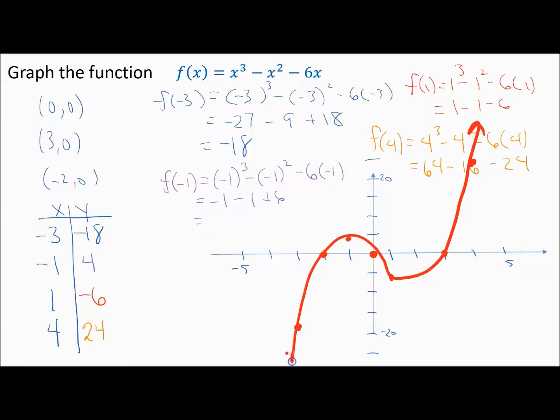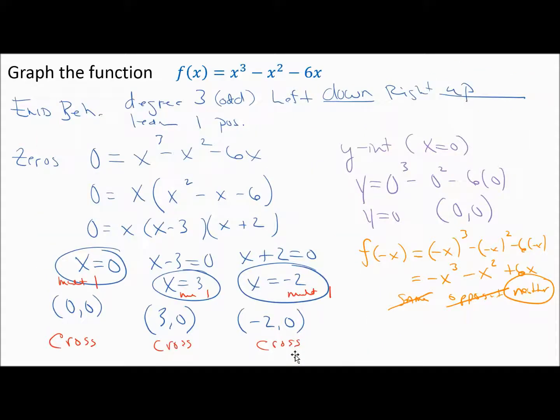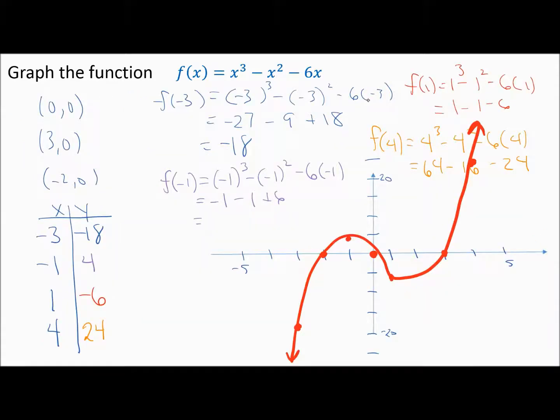Now this implies that it goes up forever to the right and down forever to the left. We need to check and make sure that's what we stated would happen. If we go back and look at our previous page, notice we said the left would be down and the right would be up. Is that what we have? Yes, the left is down, the right is up.